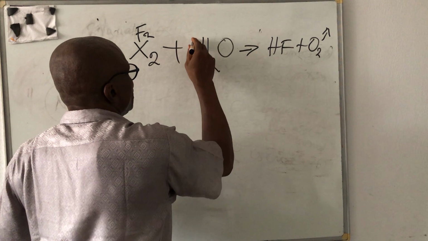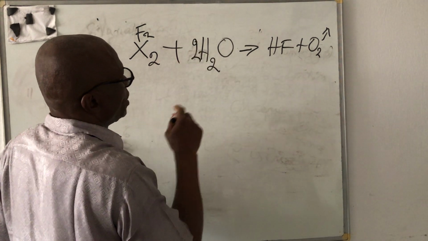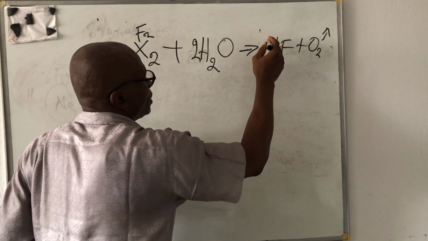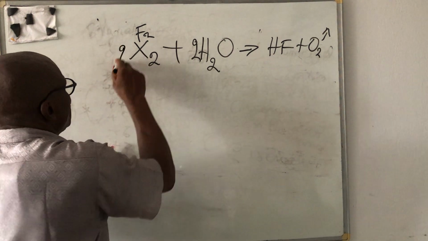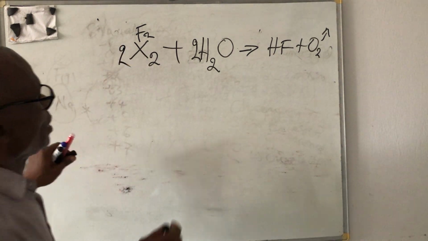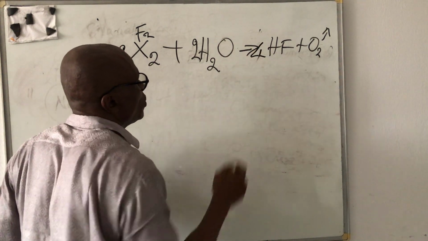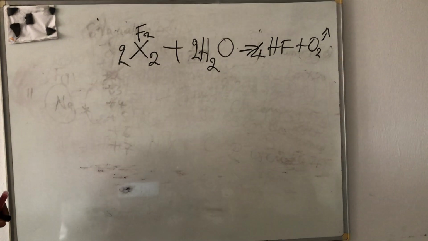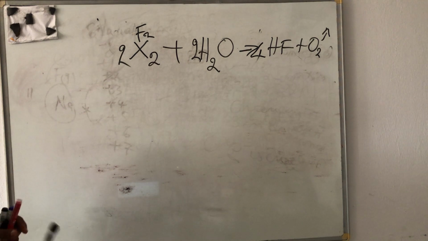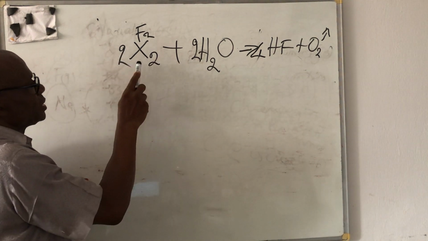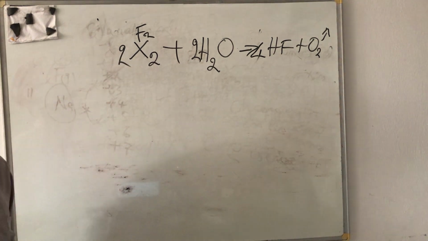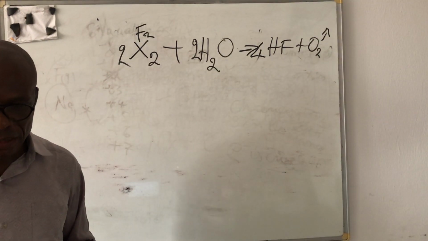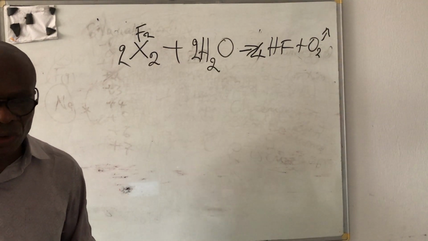At that point, I think 4 goes there, 4 goes there. That's a balanced equation. This is how fluorine will react.